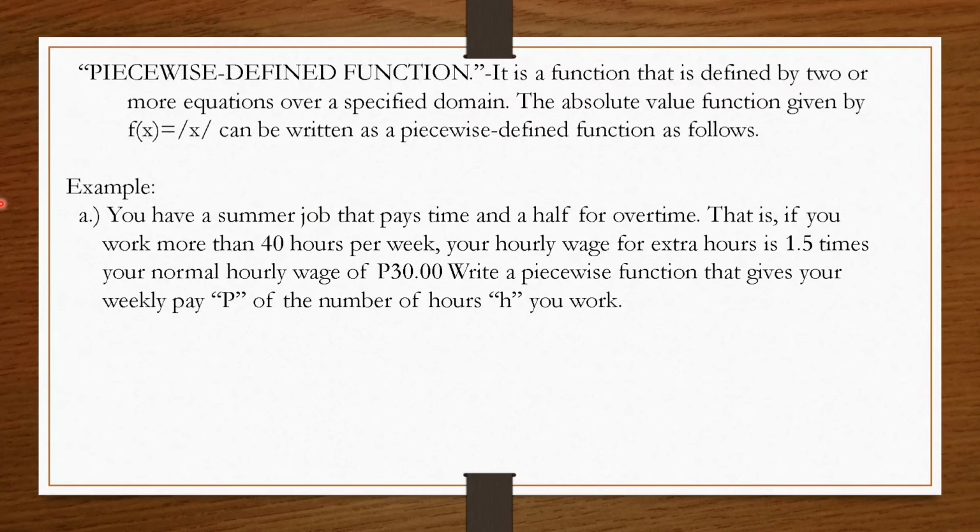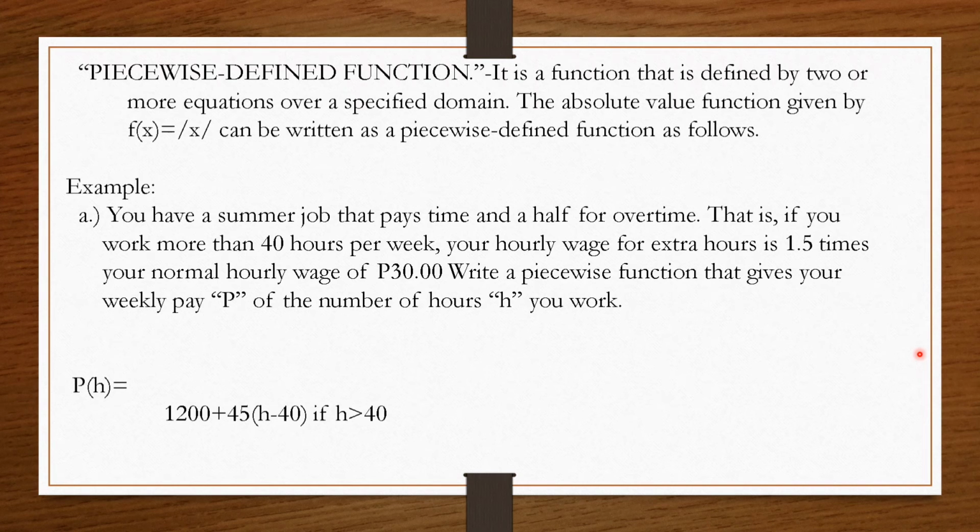Example number 1. You have a summer job that pays time and a half for overtime. That is, if you work more than 40 hours per week, your hourly wage for extra hours is 1.5 times your normal hourly wage of 30 pesos. Write a piecewise function that gives you a weekly pay P of the number of hours H you work. So this is the weekly pay P, then this is the number of hours you work H, P of H.